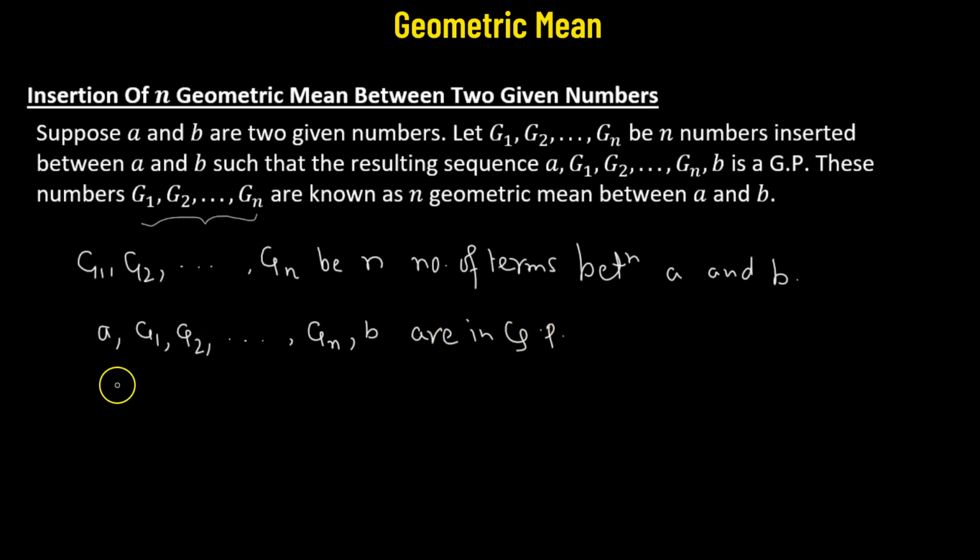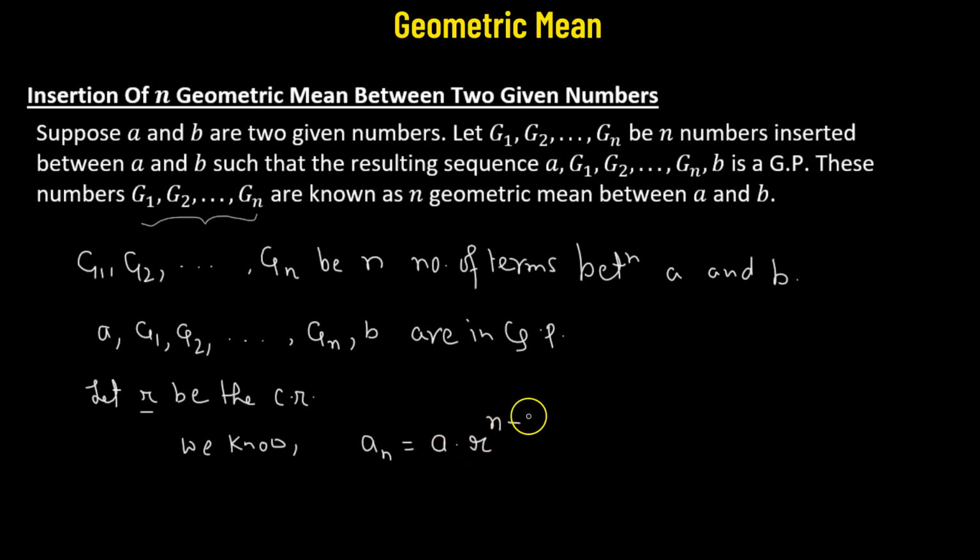So here let's define the common ratio. Let r be the common ratio. We can find the common ratio by taking any term and dividing it by the previous term. So we are specifying it by the letter r in lowercase. Now we know that the nth term of a geometric progression, which is an, is given by the first term, which is a, multiplied by the common ratio raised to the power of n minus 1.